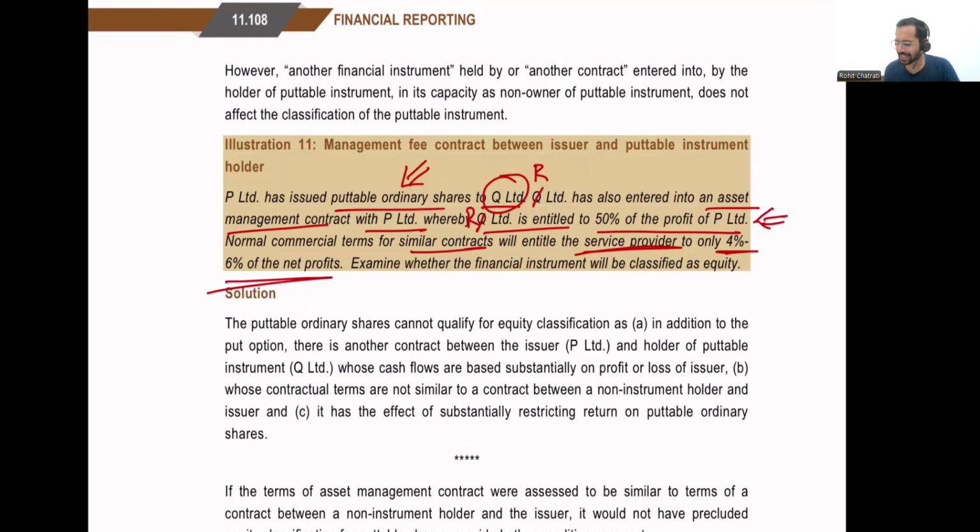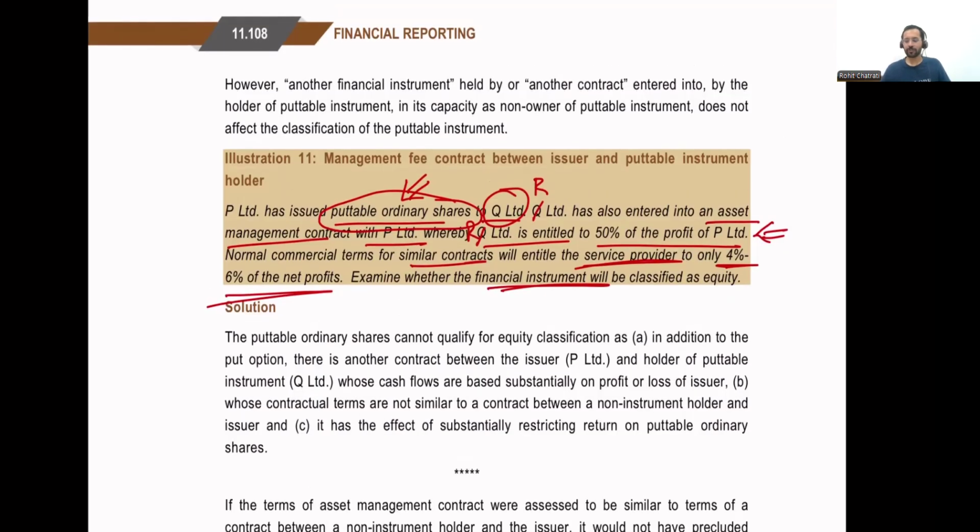The question is, examine whether the financial instrument will be classified as equity. That is, whether these puttable ordinary shares will be classified as equity or not. Now, let us say this instrument satisfies condition one, it is entitled to a pro rata share in net assets. It satisfies condition two, which is that it is subordinate to all other claims. It satisfies condition three, there is only one class of subordinated shares. There is no different subordinated class having different features.